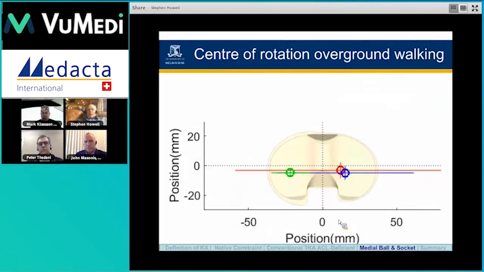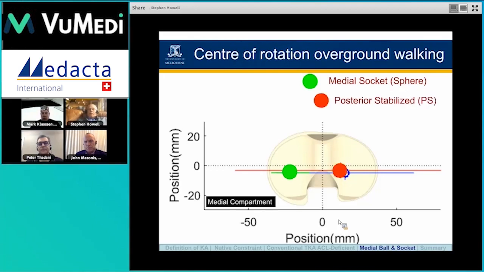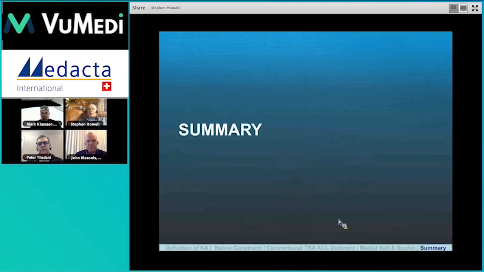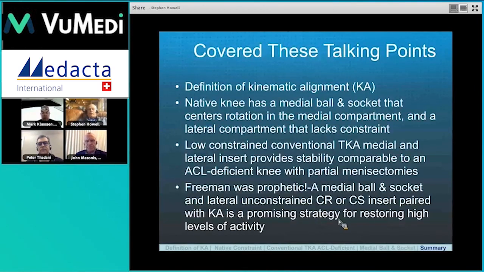And if we look at this slide that shows on the x-axis the medial position to the left, -50 to +50 on the right, which is lateral, and AP on the y-axis, you can see that the medial socket during overground walking stays and pivots centrally on the medial side, where actually the pivot point with the low constrained inserts, which is the conventional inserts that we all currently use for the most part, goes to the lateral side because there's not enough constraint medially.